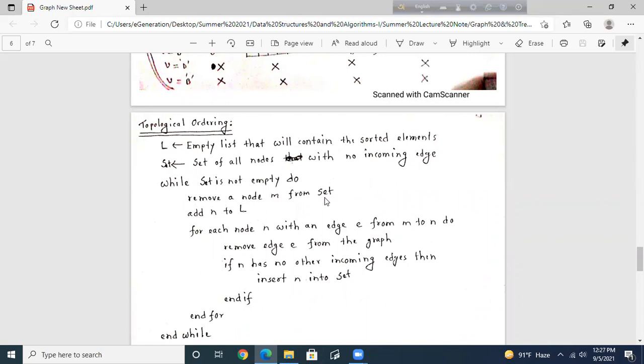So at first you have to take one node from M. Dear student, because the set contains some nodes, you have to take one node from the set. Correction: last class I told you there is a mistake. Add M, it should be M, not N. Here I mistakenly wrote N, but it should be M. Add M to L. That means you have to add M to the topological order.